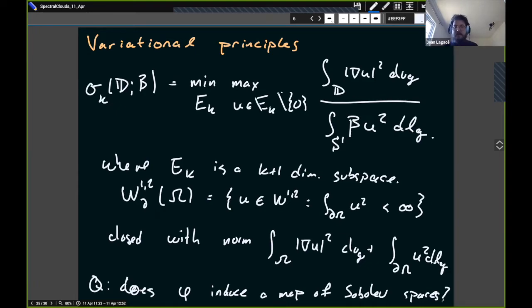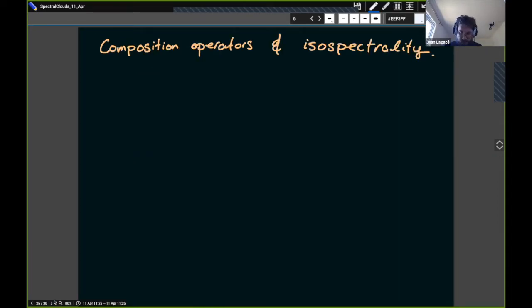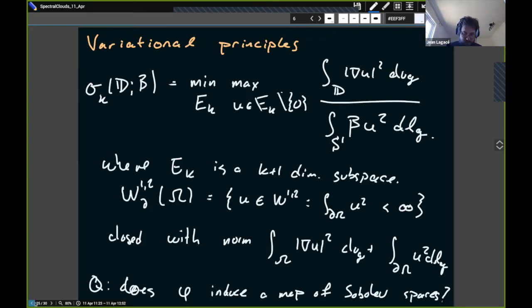And in general, it might not be the case. And for both problems to be isospectral, you need phi to do so.